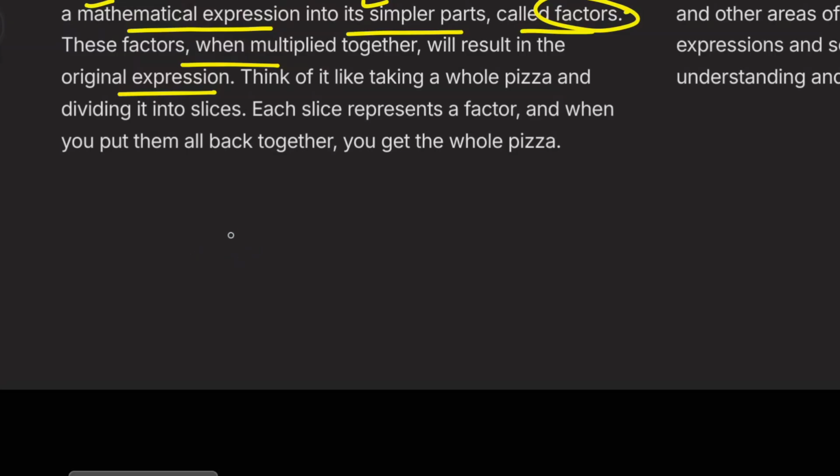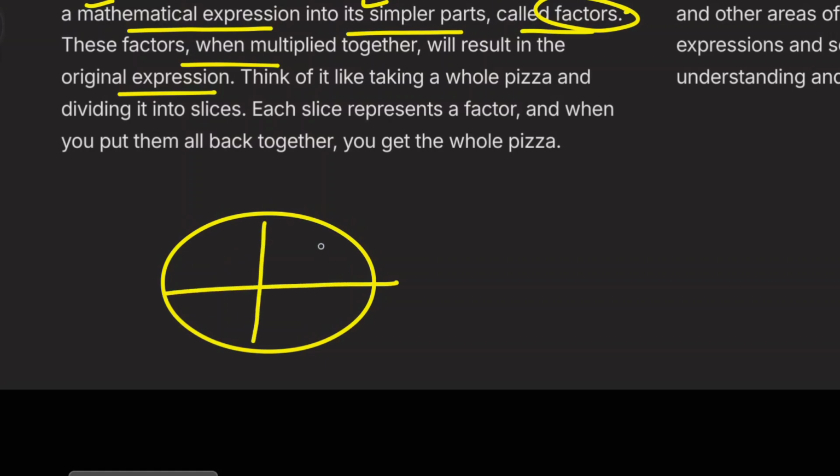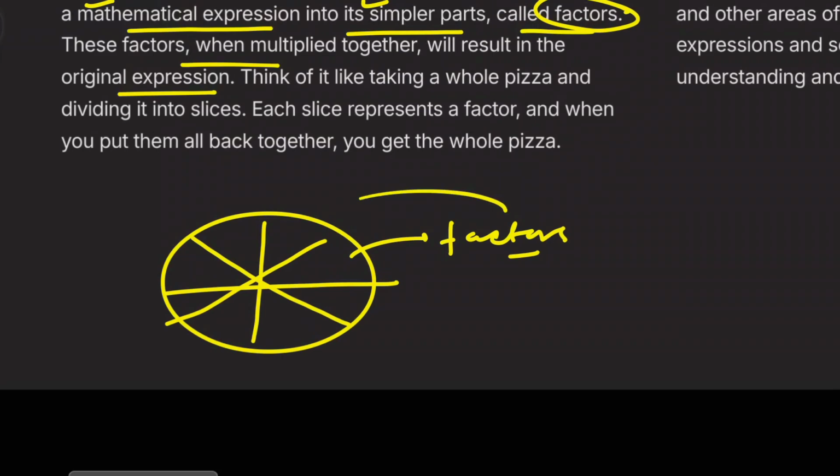Okay, let us take one example. Suppose that we have a pizza and we divide this pizza into small slices like this. These slices represent factors, and when these factors are put together again, we get the algebraic expression. So this whole pizza represents the algebraic expression, and the slices represent factors. I hope you are understanding.